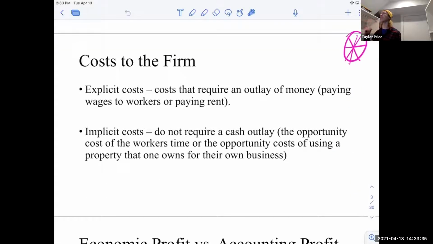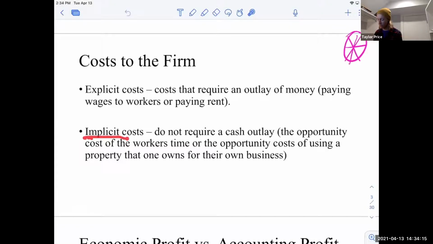So we can break down those costs into two separate types. The first are explicit costs. I like to think of these as costs that actually require an outlay of money. So if you're paying a worker or if you're paying rent on a building, that is an example of an explicit cost, something that you're actually giving money to someone for. Like if someone came to fix the toilet in your business, that would be an example of an explicit cost, because that's a cost that you are paying for.